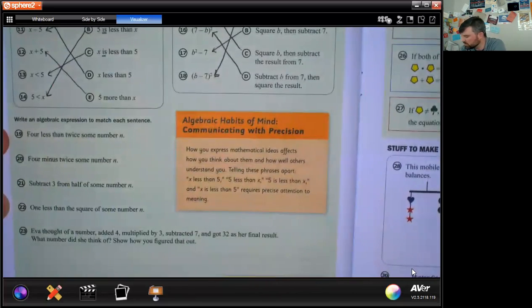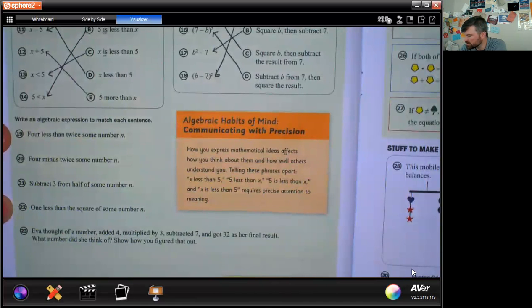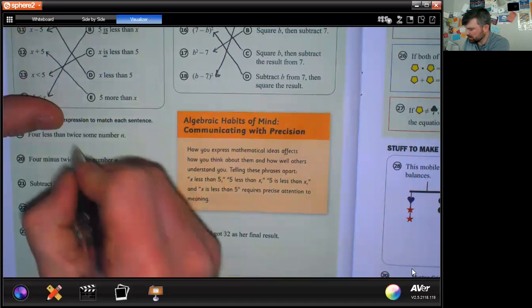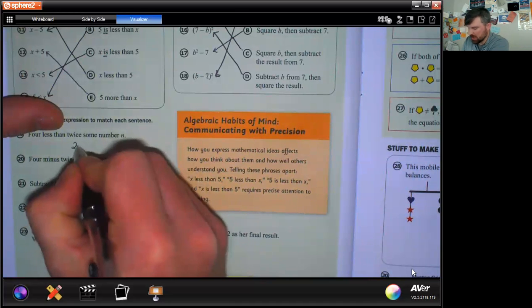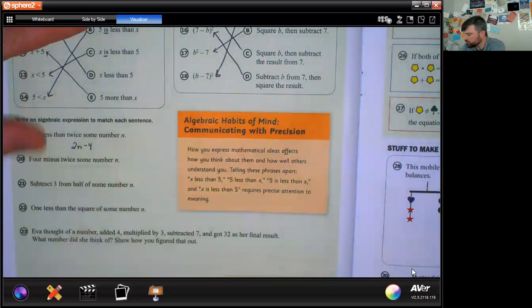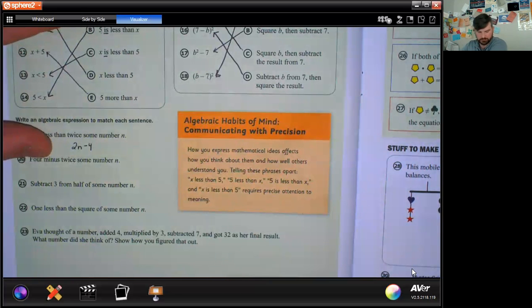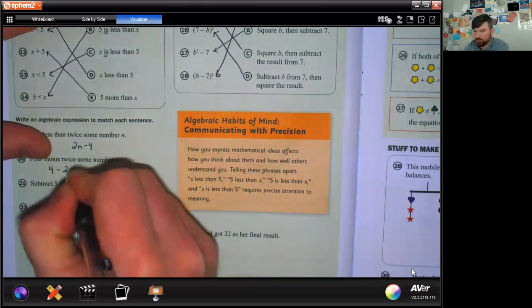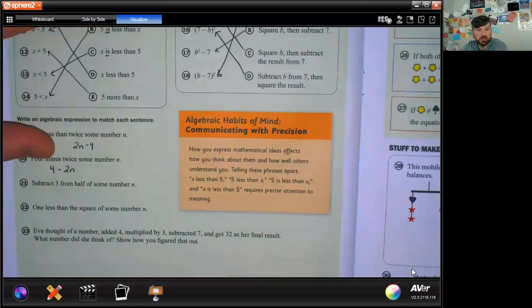All right, number 19 through 22 at least. Write an algebraic expression to match the sentence. 4 less than twice some number. Okay, so twice some number would be 2n. And if you want 4 less than that, you're going to subtract 4 from it. 4 minus twice some number. Okay, so 4 minus twice some number. So you're going to take the twice that number from 4.